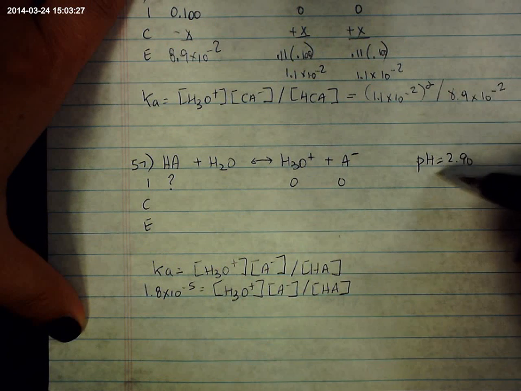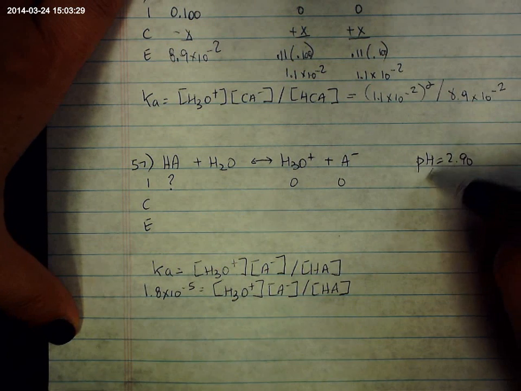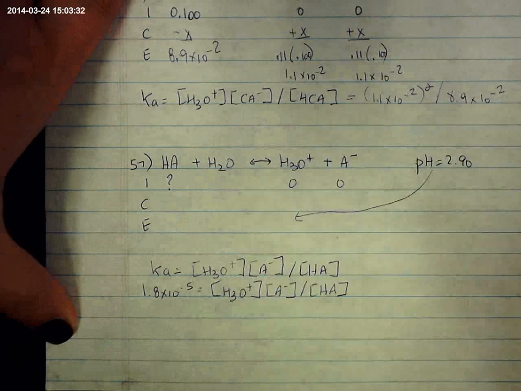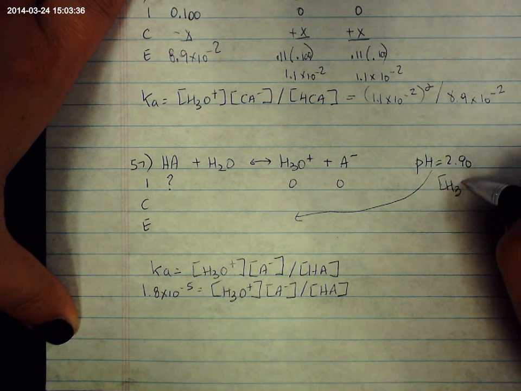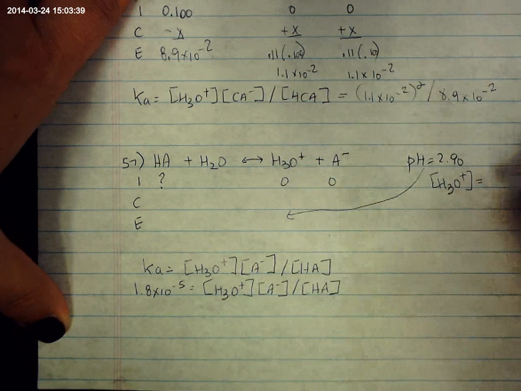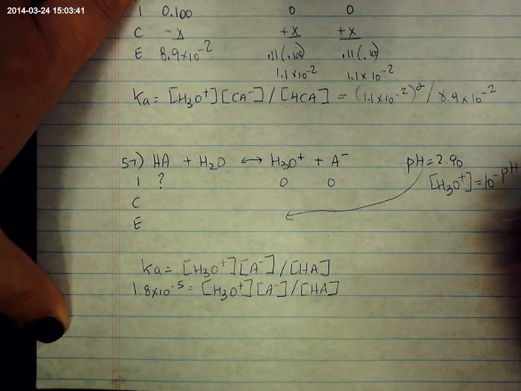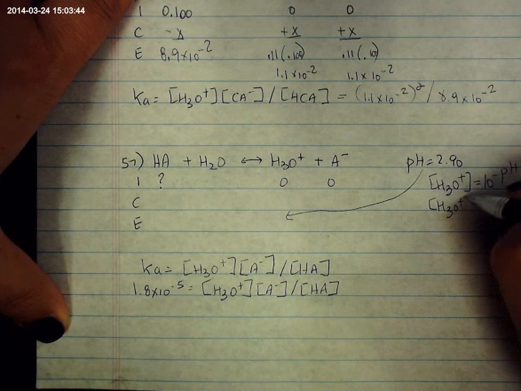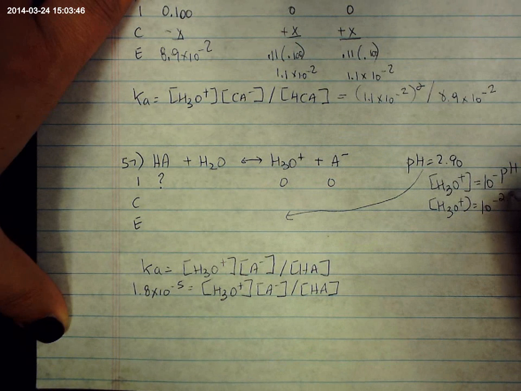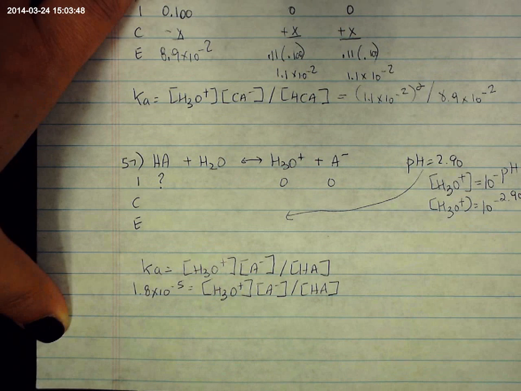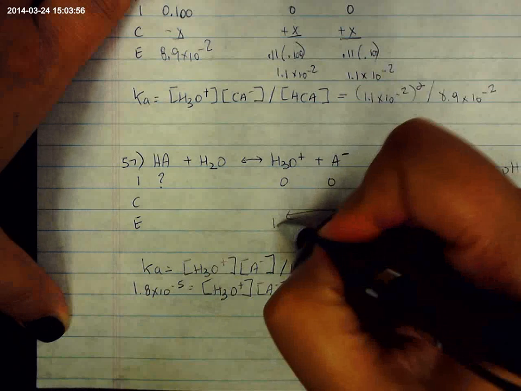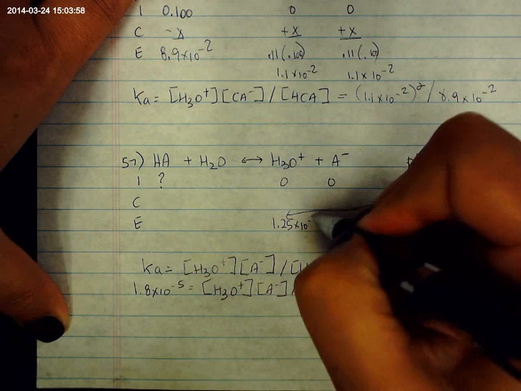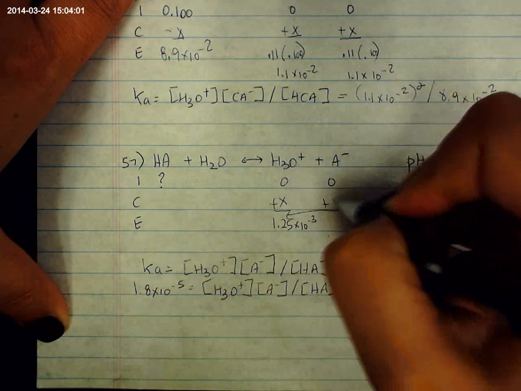Okay, so with the pH, I can calculate the equilibrium concentration of hydronium. To do that, you take 10 to the negative pH power. So the hydronium concentration is going to be 10 to the negative 2.90. So let me put that in my calculator and simplify. So that's 1.25 times 10 to the negative third. That's this value right here. So that was my plus x. This is my plus x.